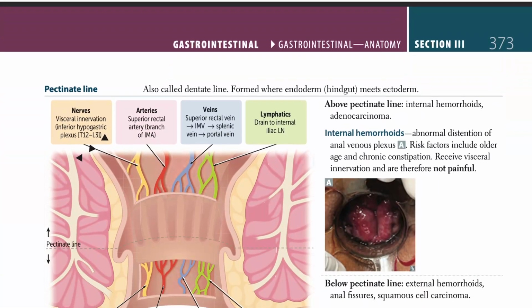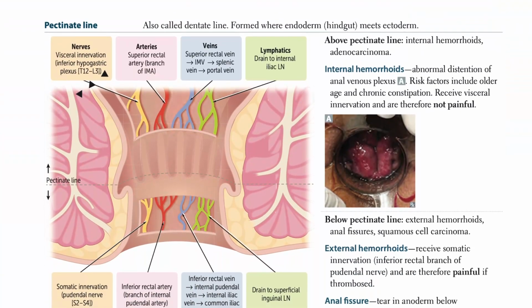Okay, moving on to the pectinate line, also called the dentate line. It is formed where the endoderm, the hindgut, meets the ectoderm. Okay, this is the pectinate line, also called the dentate. It is formed where the endoderm, so this is all endoderm, meets the ectoderm.